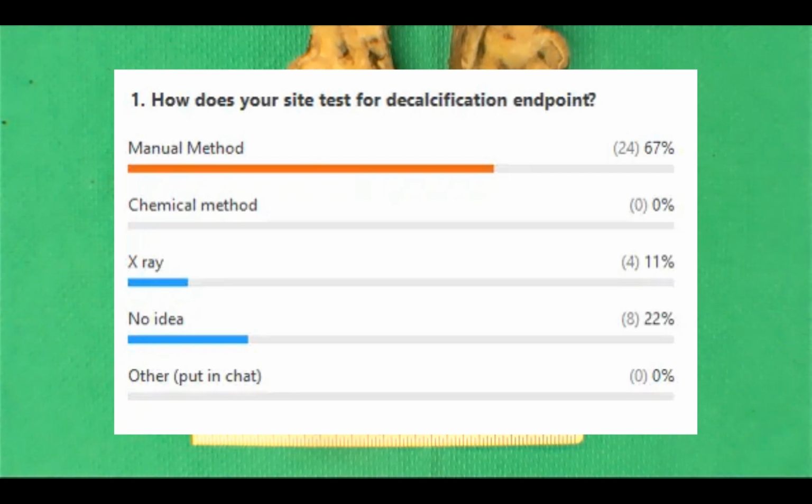For those of you that may not be aware, it's complex and labor intensive. You take your decal fluid, add hydroxide and ammonium oxalate into the solution. Calcium oxalate will precipitate out. If you keep getting this precipitate, it means there's still calcium to be leached out of the bone. Once you get a clear solution, you can say decal has reached its endpoint. Yes, we have a chemical method, but it is laborious.